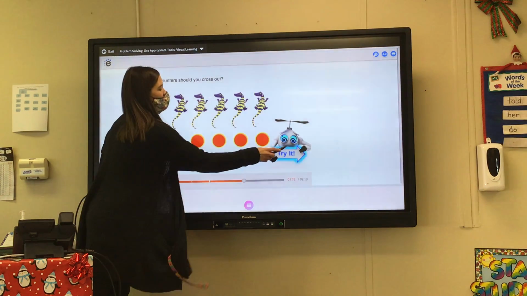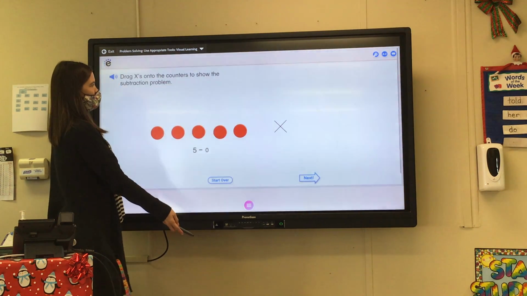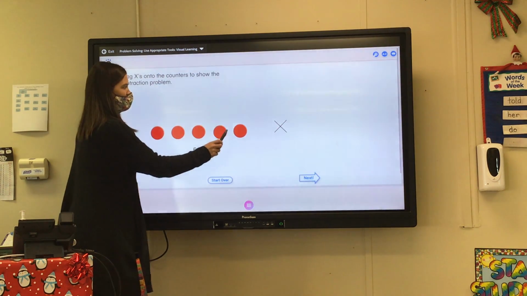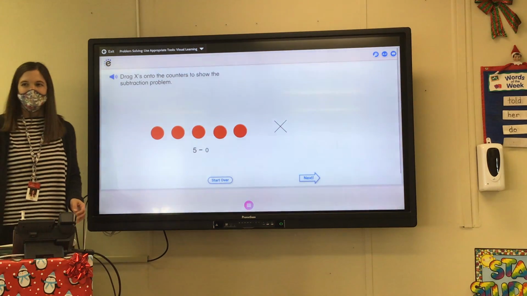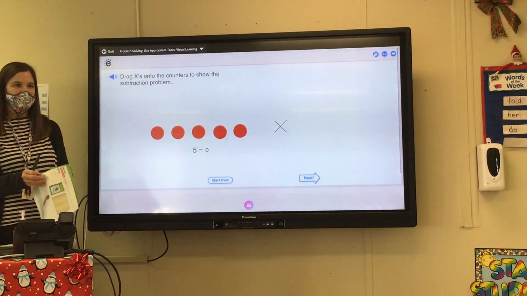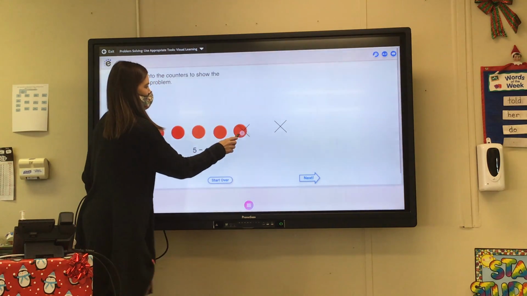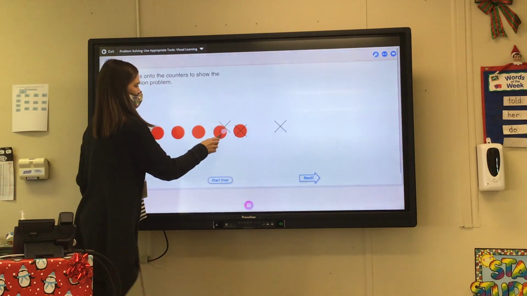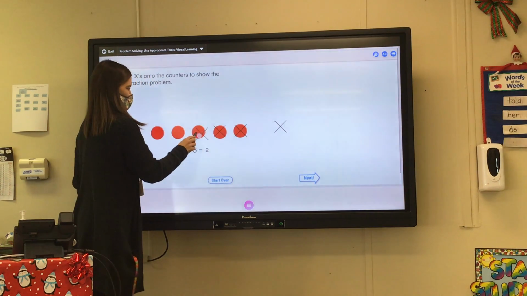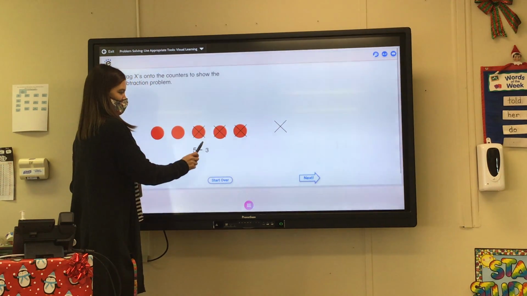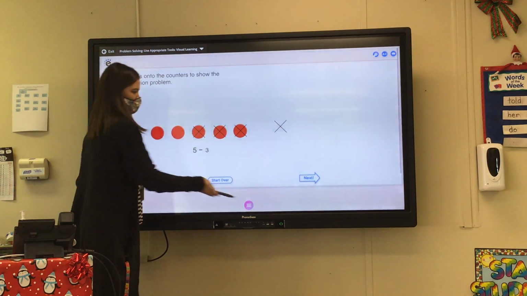Alright, let's try it. Okay, so right now we have 5 alligators. How many alligators walked away? 3. 3 alligators walked away. So let's go ahead and cross out 1, 2, 3. So 5 minus 3 equals what? 2. 2.